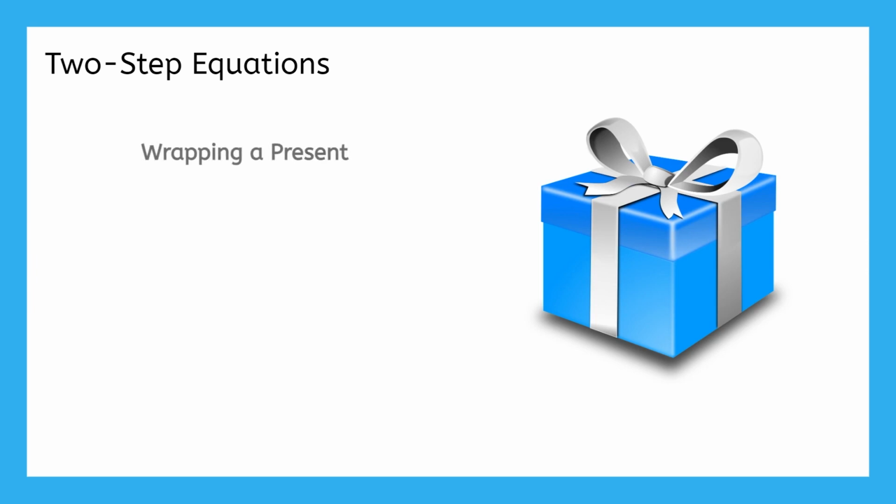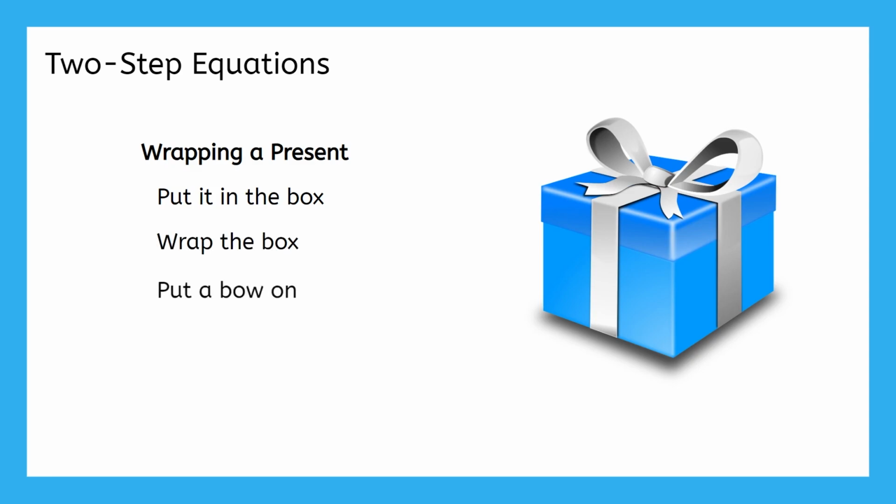When you wrap a present for someone, you have to start by putting it in the box. You definitely don't want to wrap an empty box, but once the present is in the box, then you can wrap it in wrapping paper. And finally, I like to finish it off with a little bow on top.